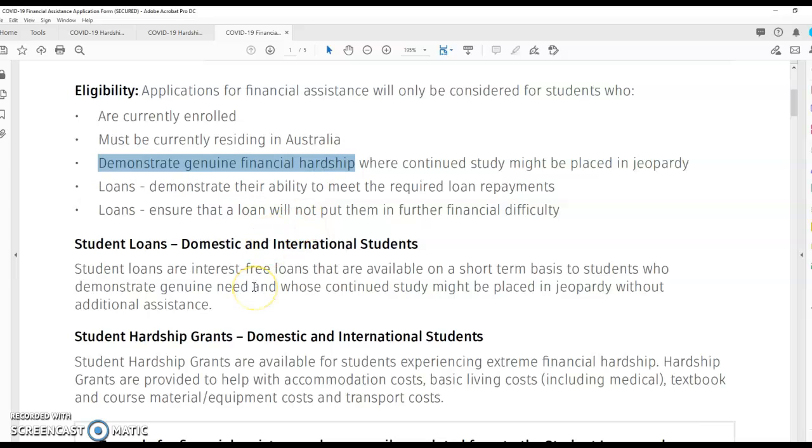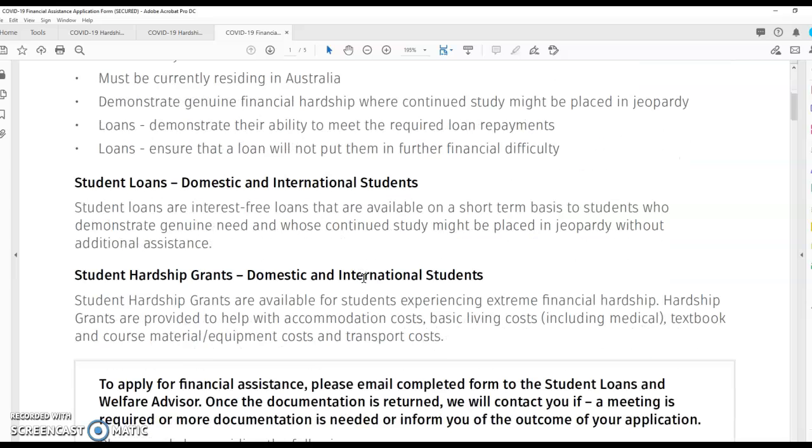So you do need to only complete this application if you really need some financial support from the university. If you are comfortable and receiving income from family overseas or from a job, this application probably doesn't apply to you. It's only for those students who have genuine financial hardship where their study might be placed in jeopardy if they cannot pay some costs that they have. So this form will ask for evidence of your financial need.